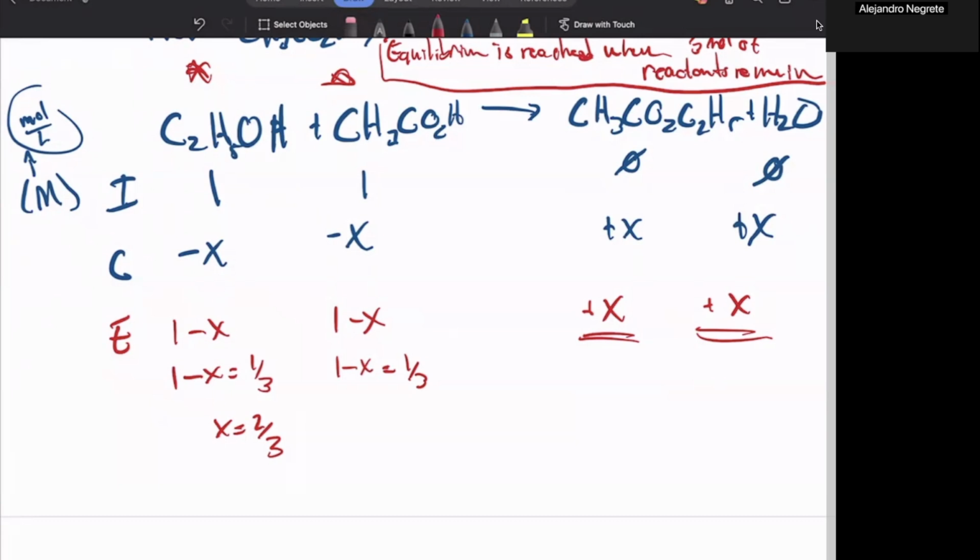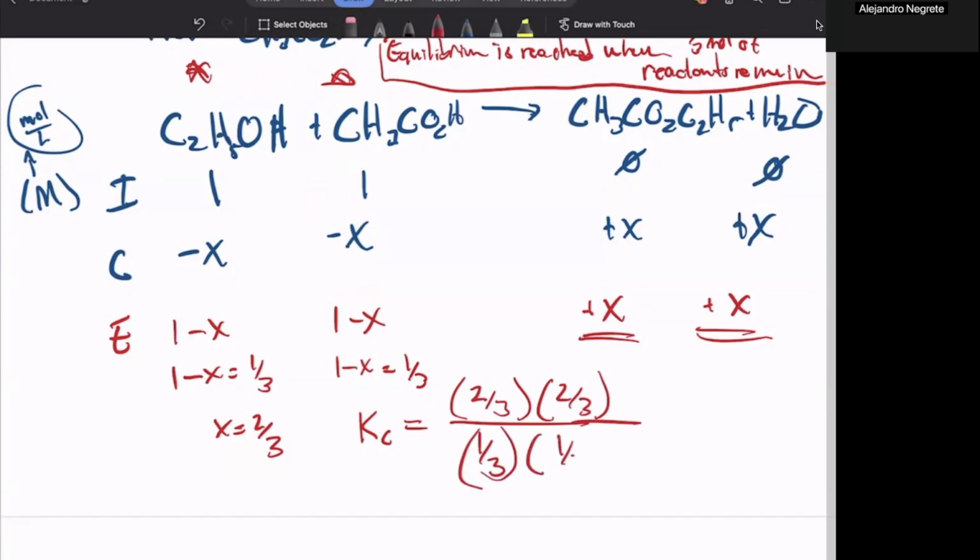So in order to figure out K sub C, which this problem was asking us to do, K sub C is our products over reactants. So 2/3 times 2/3 divided by 1/3 times 1/3. Calculator, and this is going to be 4. So here, K sub C is equal to 4.